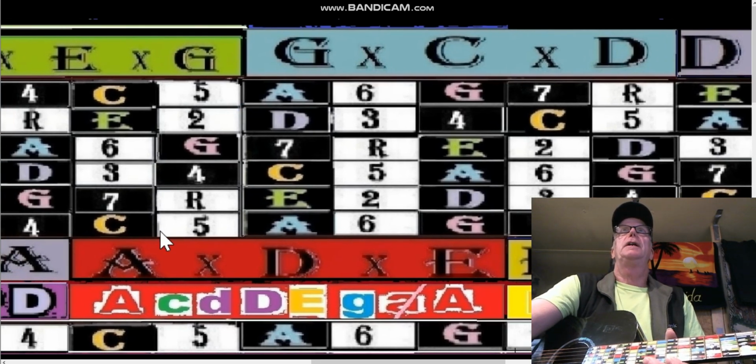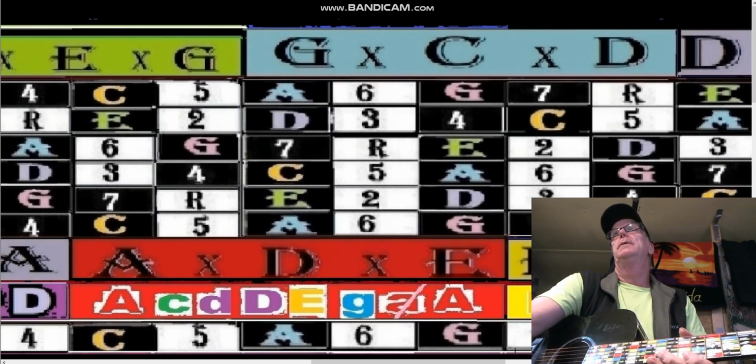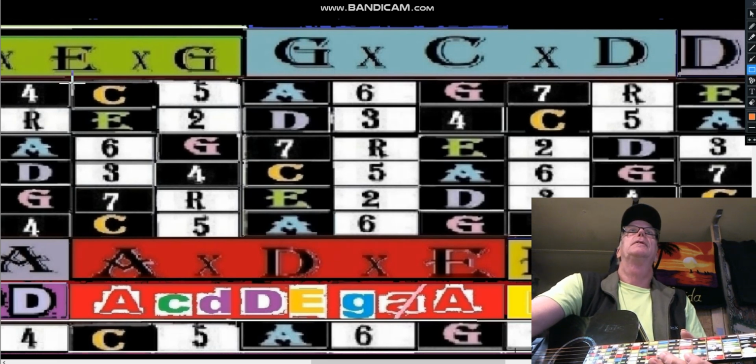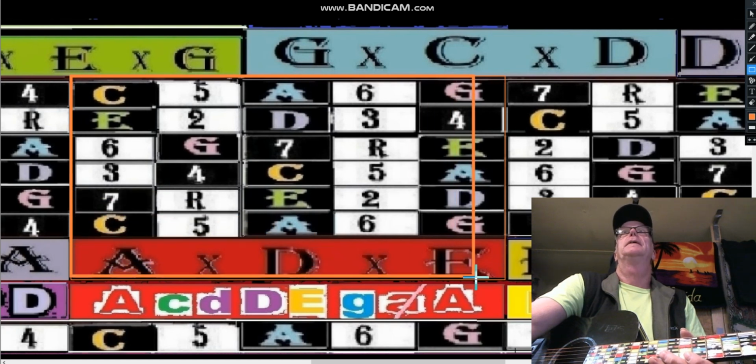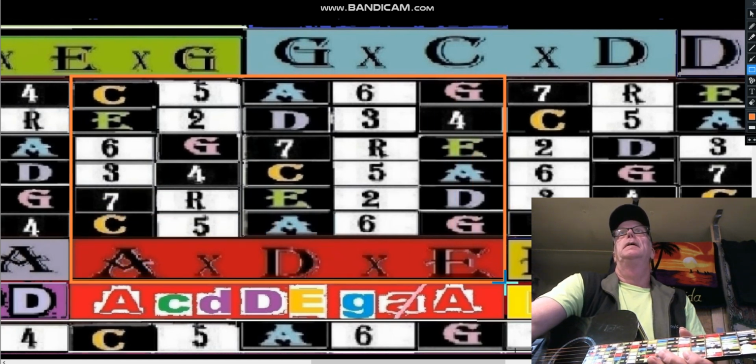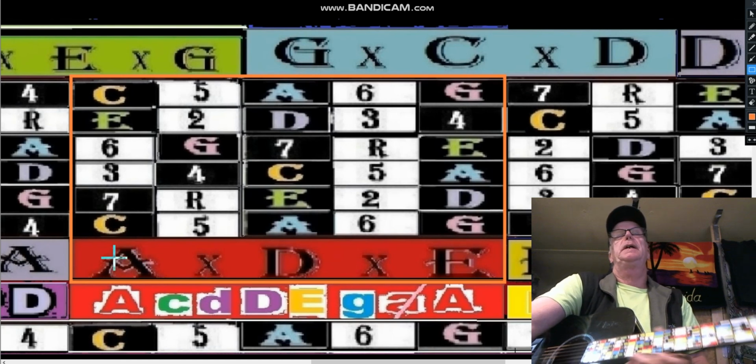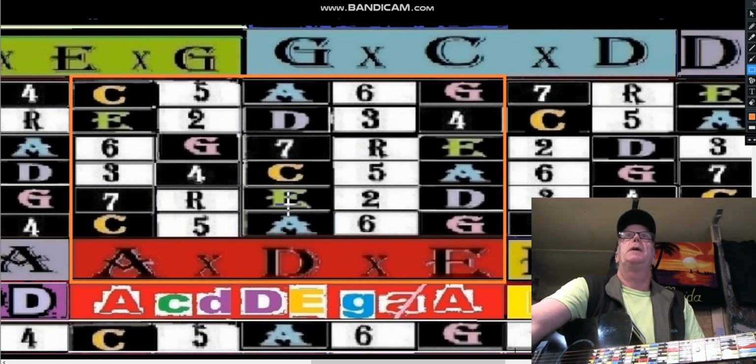Okay, so pentatonically, let's look at that A shape. Right here's the A shape box. The A shape box covers the... right there. The A pentatonic box covers the A box and its relative D and its relative C.